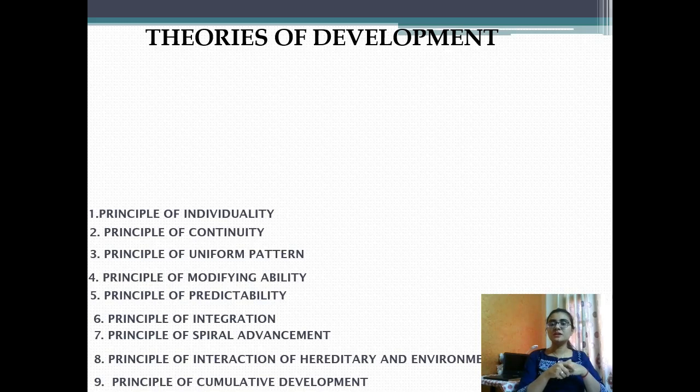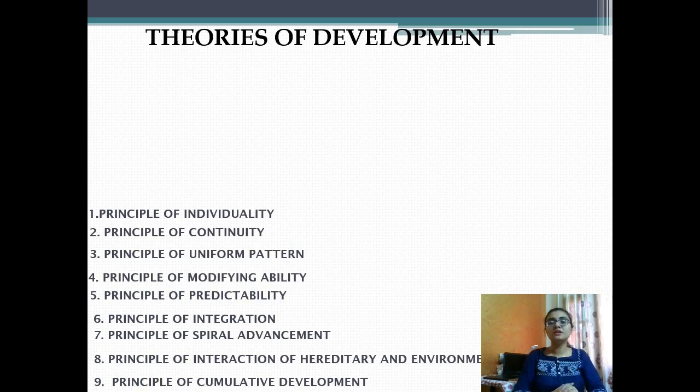Principle of interaction of heredity and environment. There is hereditary and environmental interaction in our development. Whatever there is in parents, it exists in us, right? This is heredity. And environment, in what kind of environment we live, we have those properties in us, right? If we are living in a bad environment, we will be somewhat bad. If we are living in a good environment, hopefully we will grow good, right?